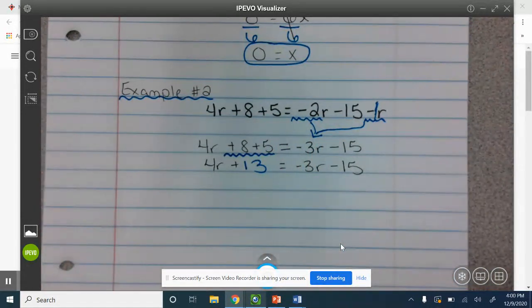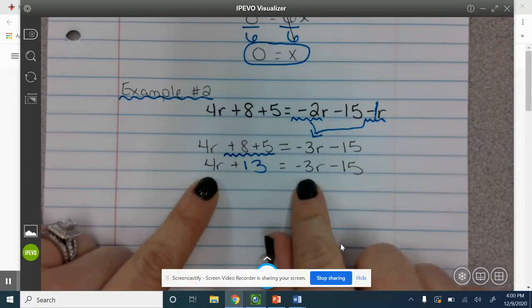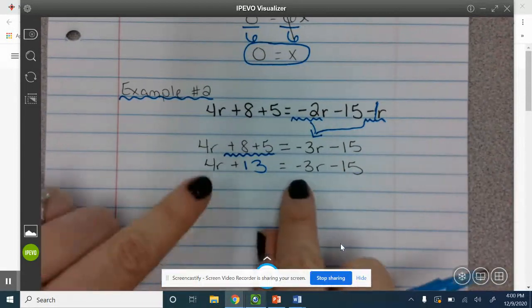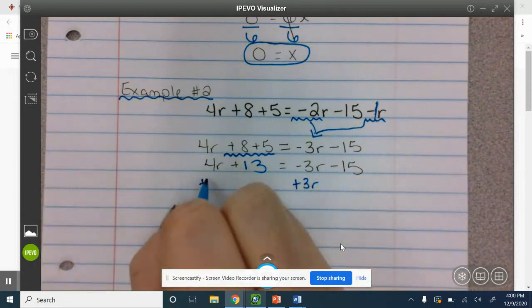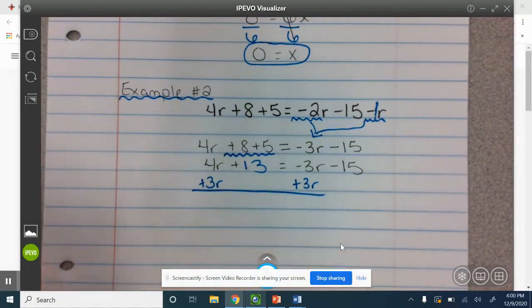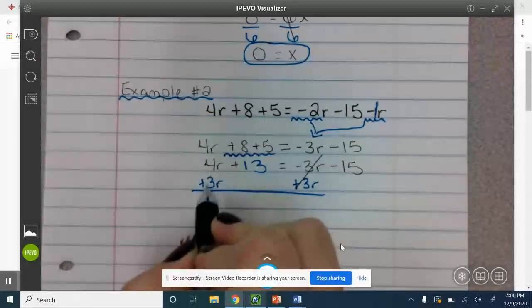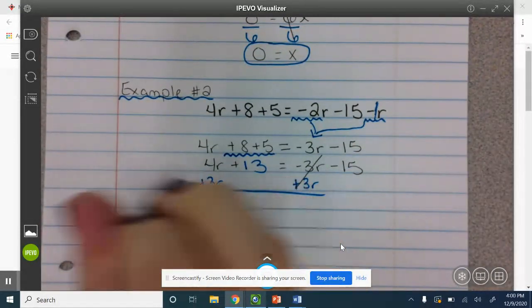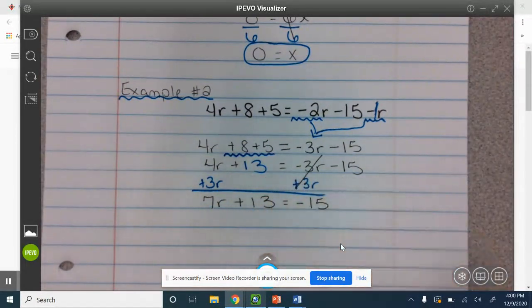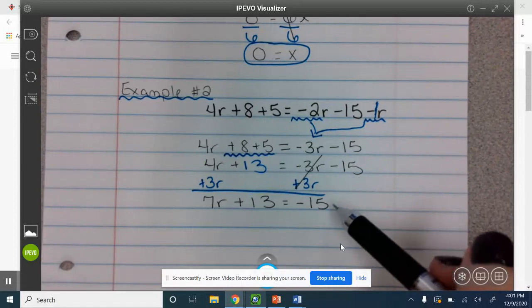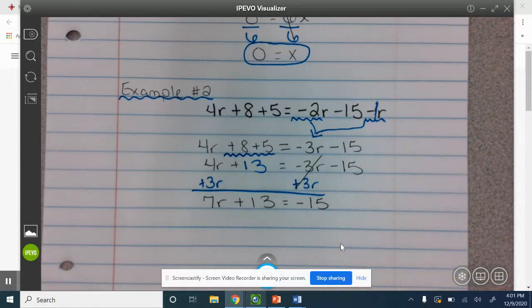So now I can think about it like every other multi-step equation that you've seen so far. I have a 4r and a negative 3r, and I need to get these together. Negative 3 is smaller, so the opposite of minus 3r is adding 3r. So we add 3r to both sides. 4r plus 3r is 7r plus 13 equals negative 15, because don't forget to bring down your negative 15 on the right. So now I'm at a 2-step equation like you're really good at solving.